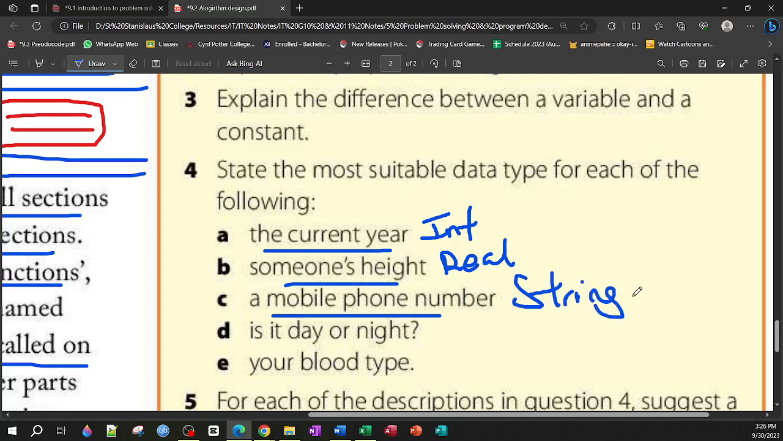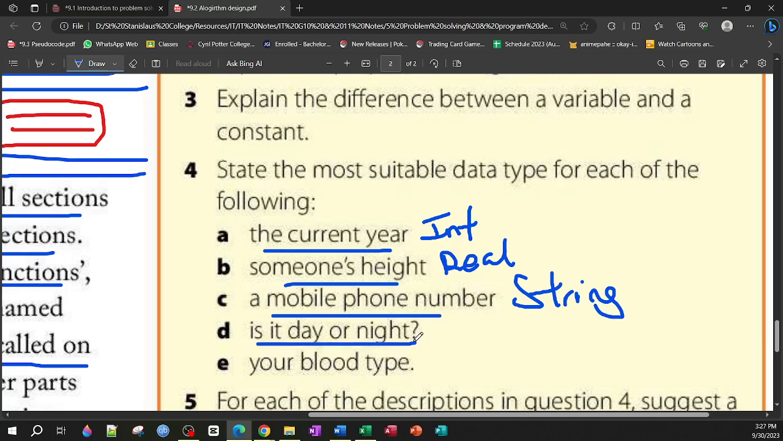because of two reasons. One, there is no reason for you to calculate a phone number. And two, remember you have to add symbols: the bracket, the hyphen, your plus sign, whatever the case may be. So you cannot use a number data type. The same rules that I told you about in database apply to programming also.